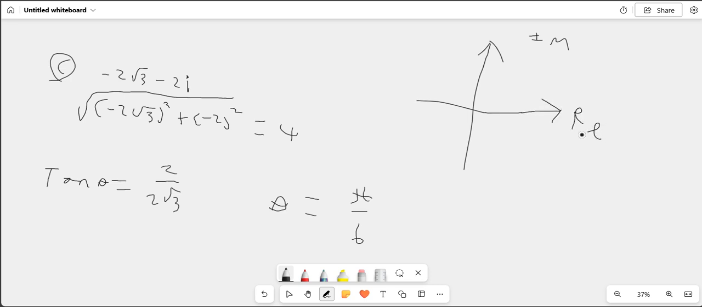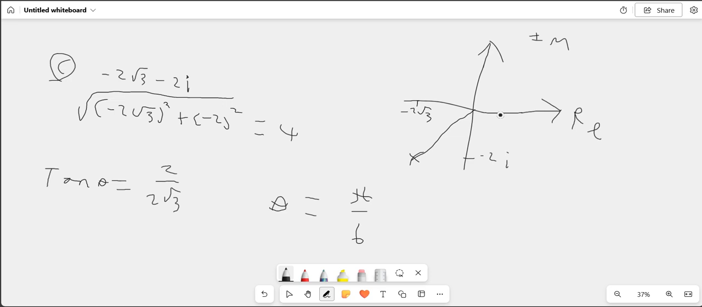Now, minus 2 root 3 is going to be over here, and then minus 2i is going to be down here. So the point we're looking at is that. Now you've got to start from the real axis.